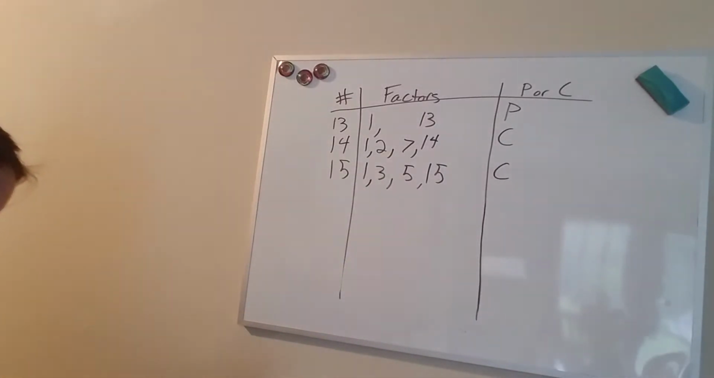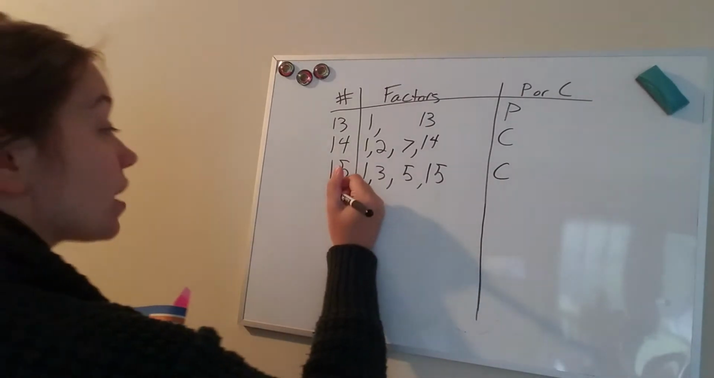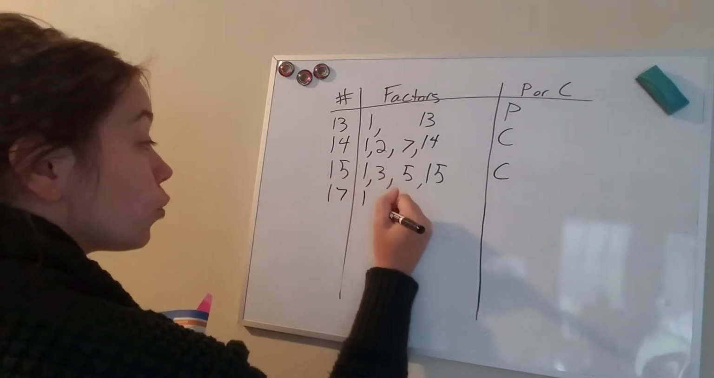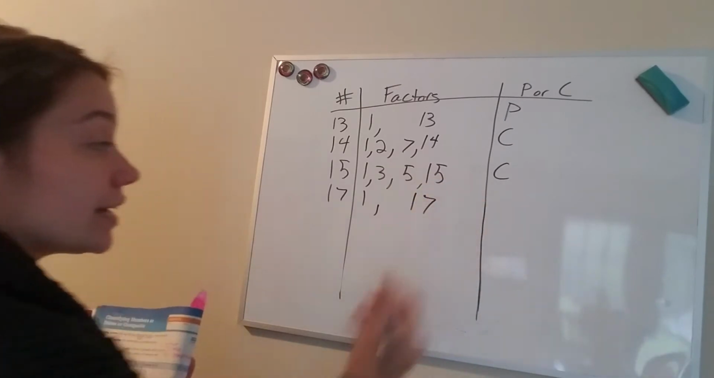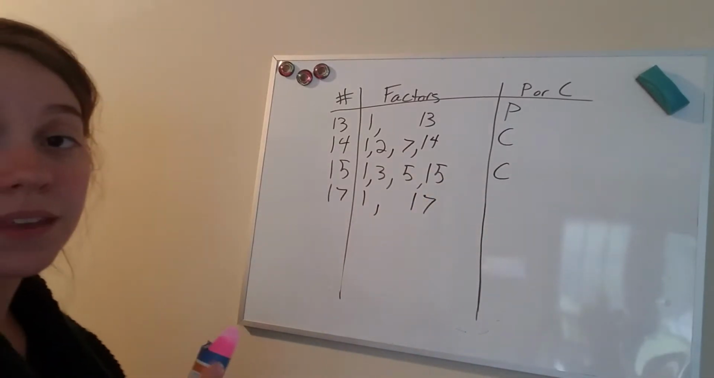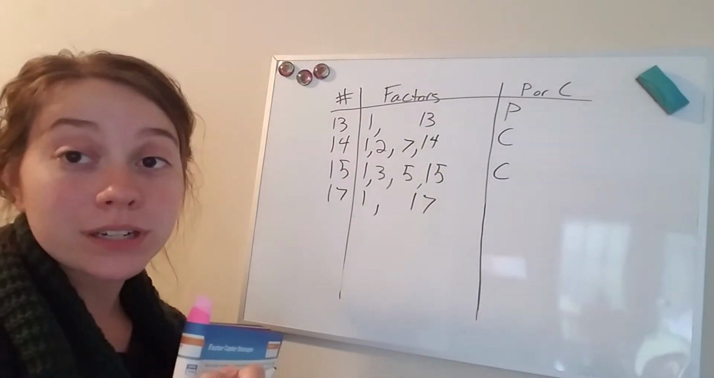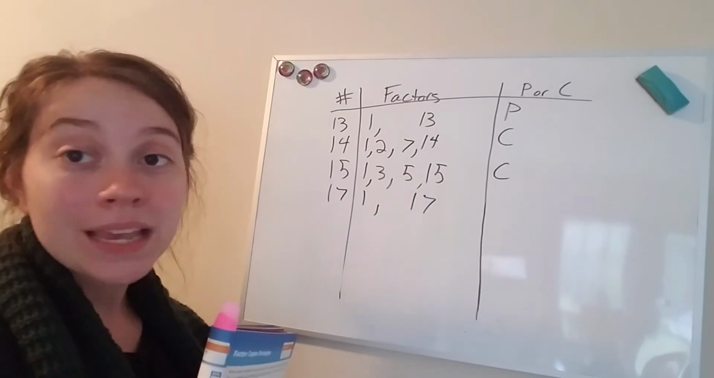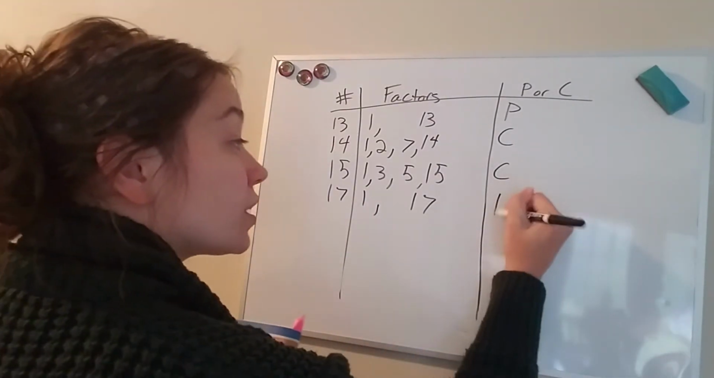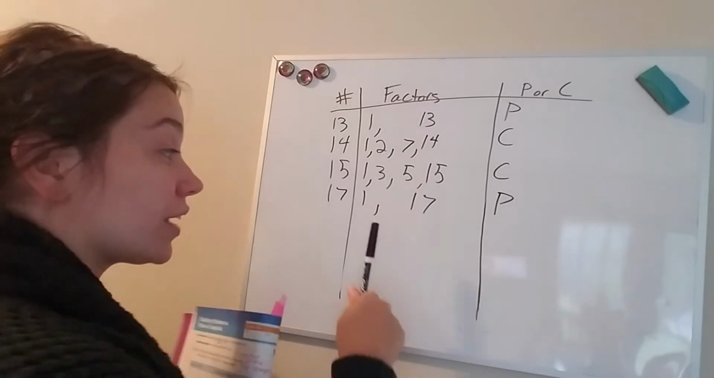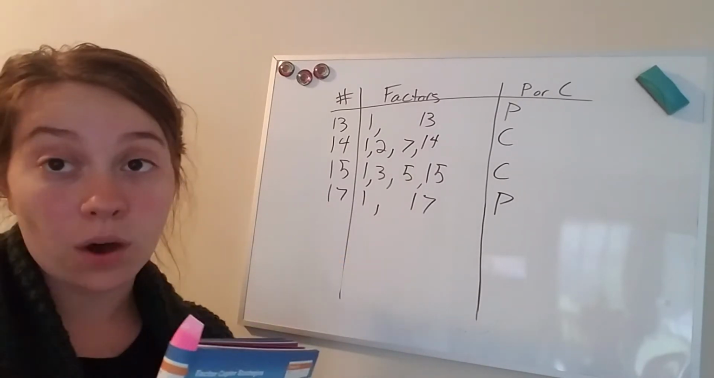So, then they did 16 for us. Let's do 17. We have 1 and 17. Can we put anything else in there? Think for a second. No, we can't. So it is a prime number because we only have 1 and the number itself.